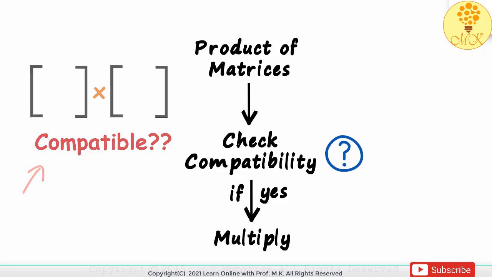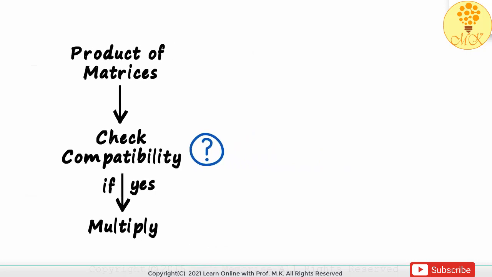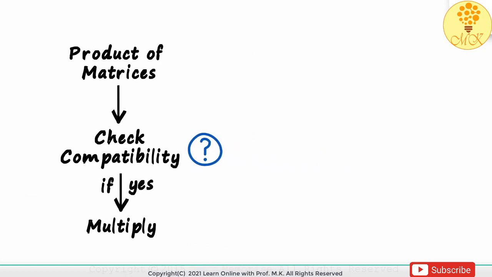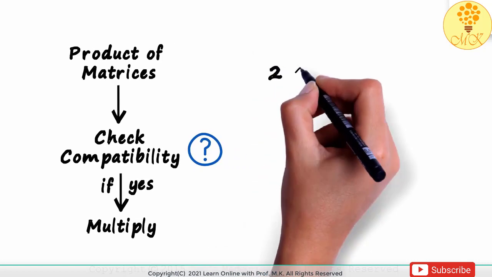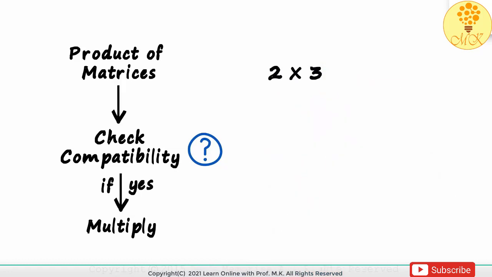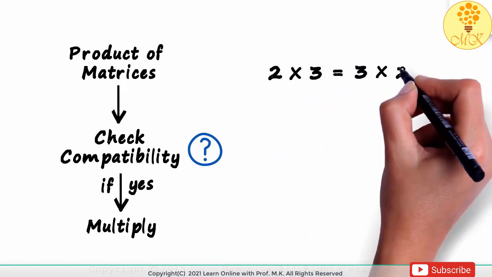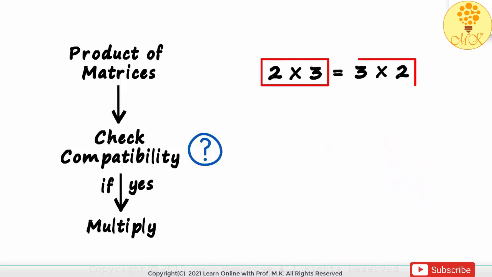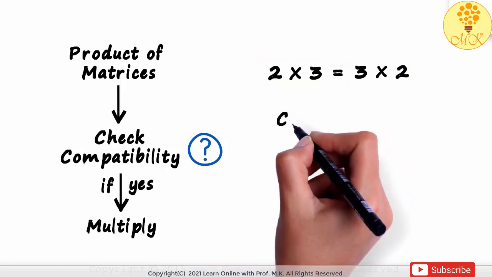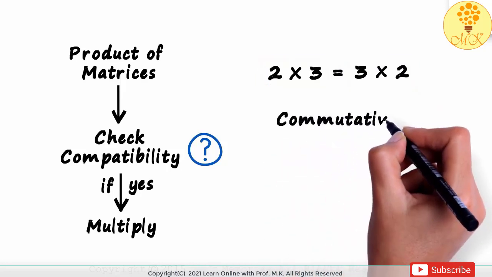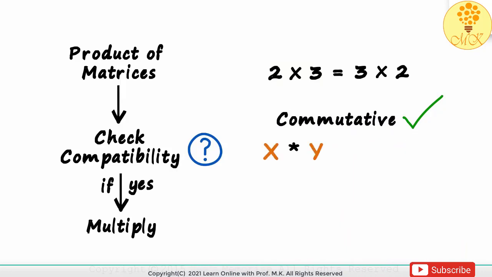But before that, let me ask you an easy question. Let's say we multiply two numbers, 2 and 3. We know that this also equals 3 times 2. 2 times 3 is equal to 3 times 2. This is the commutative property of multiplication. x multiplied by y will always be equal to y multiplied by x if x and y are numbers.